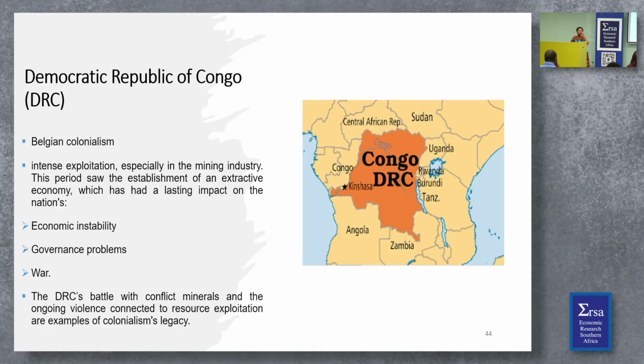DRC. So DRC was a settler concession, which means it was just exploitation in this country of the labor and of the natural resources. So there was intense exploitation, especially in the mining industry. This period saw, and this had a lasting impact on their instability. They've got governance problems. They still have conflict. And this is kind of a legacy that they were left with, right?